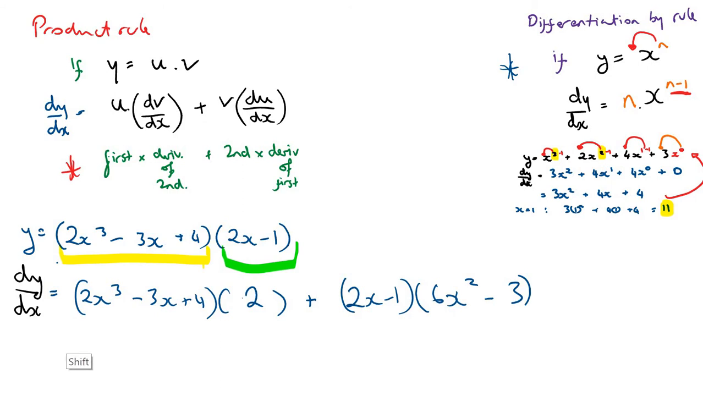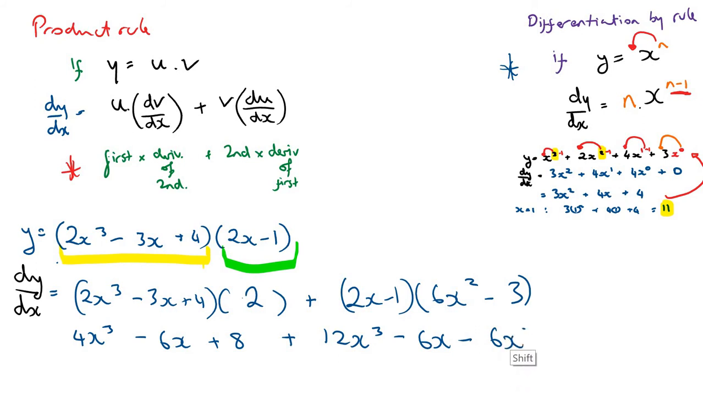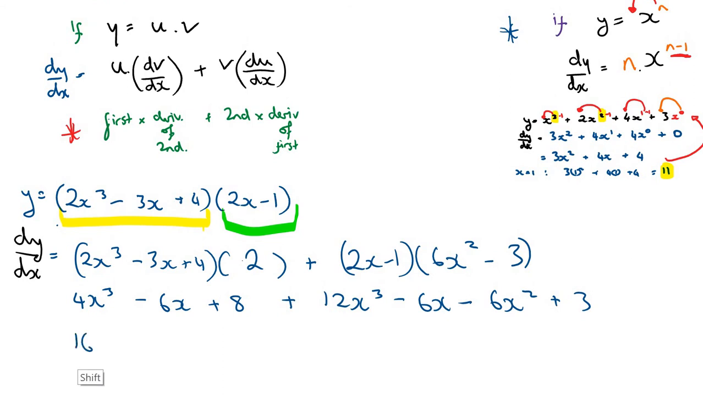If I expand the brackets here, that's just going to be 4x cubed minus 6x plus 8. And if I expand the brackets here, that's going to be plus 2 by 6 is 12x cubed minus 6x squared plus 3. And when we combine all those terms, that is just going to give me 16x cubed minus 6x squared, we've got minus 6x, so that's minus 12x, plus 8 plus 3, which is plus 11. Now, if you had multiplied out these two terms together first, and then derived that function, this is also what you would get.